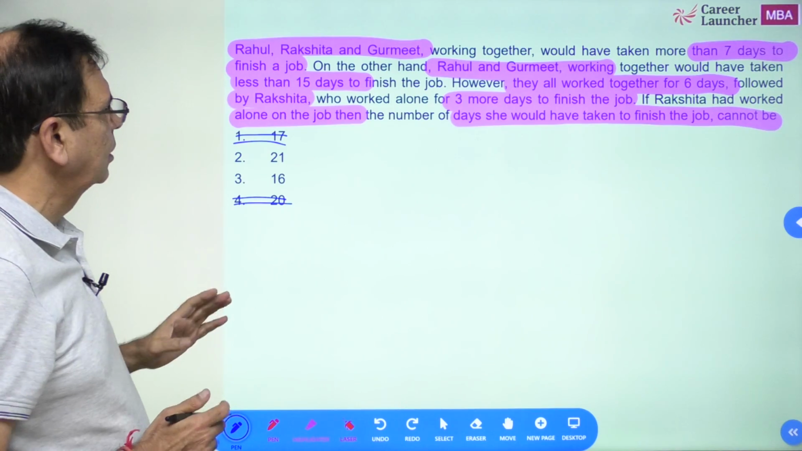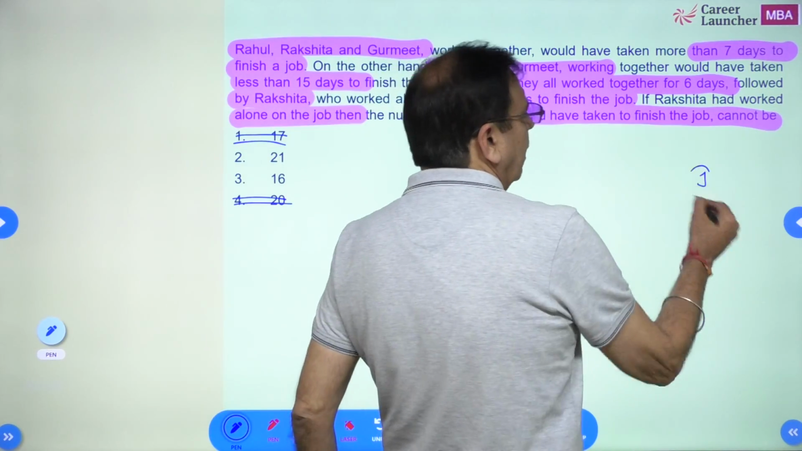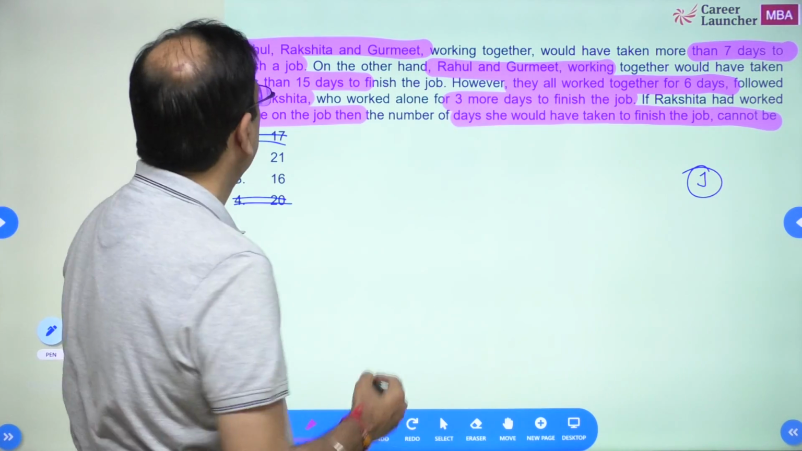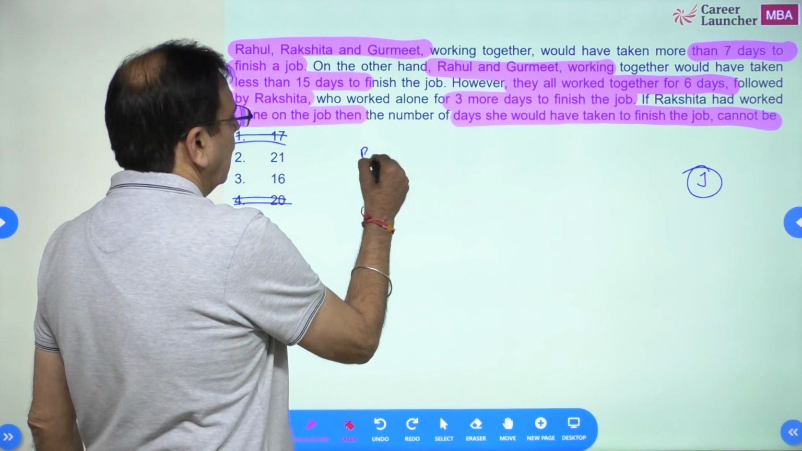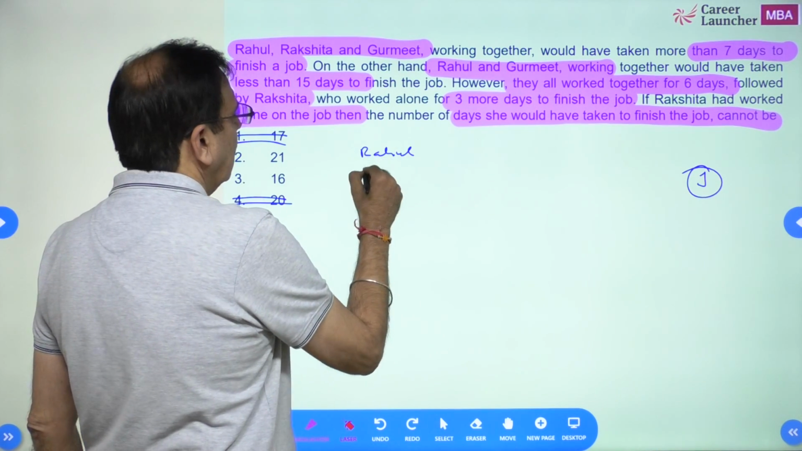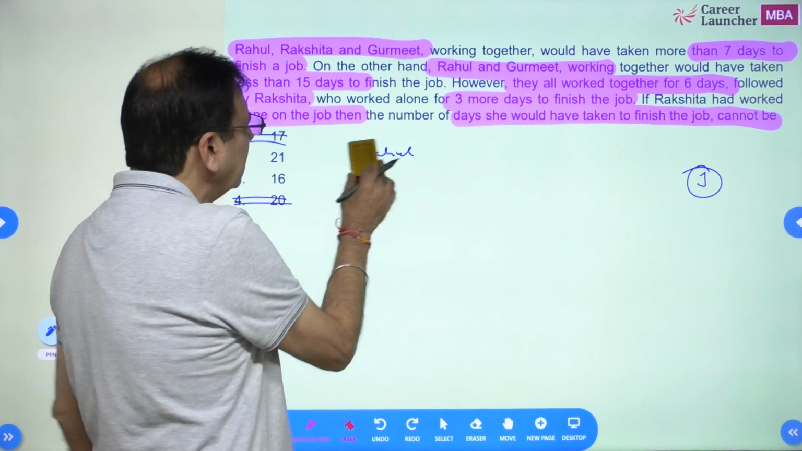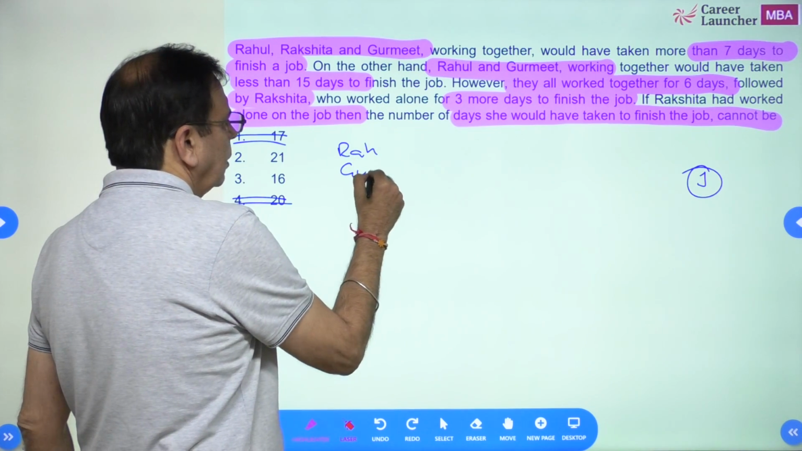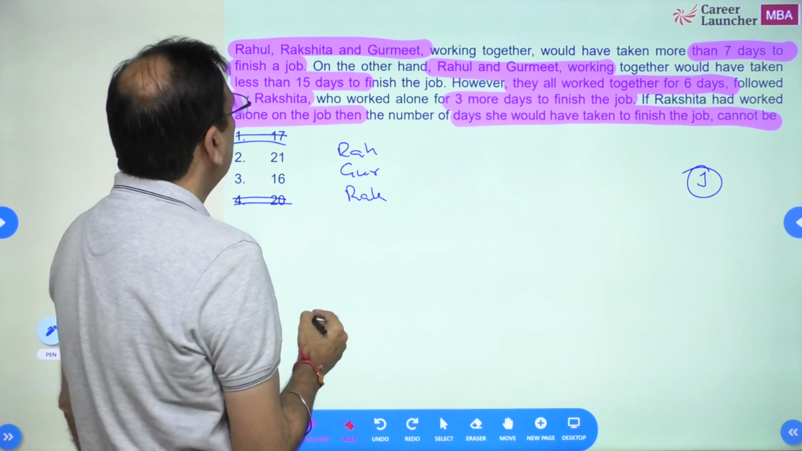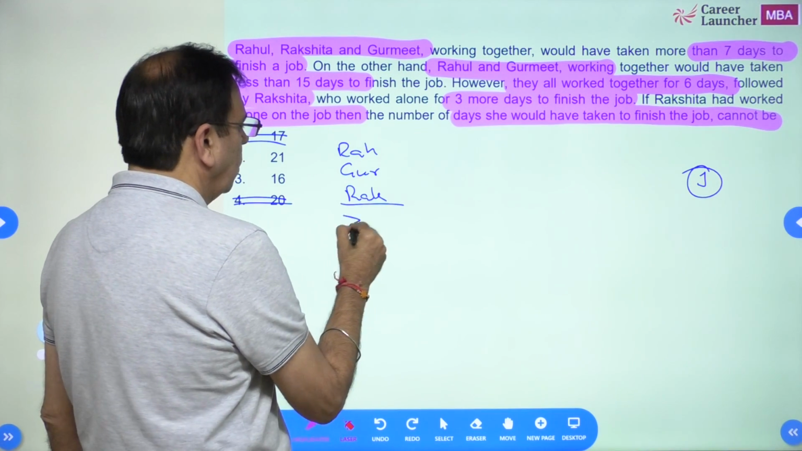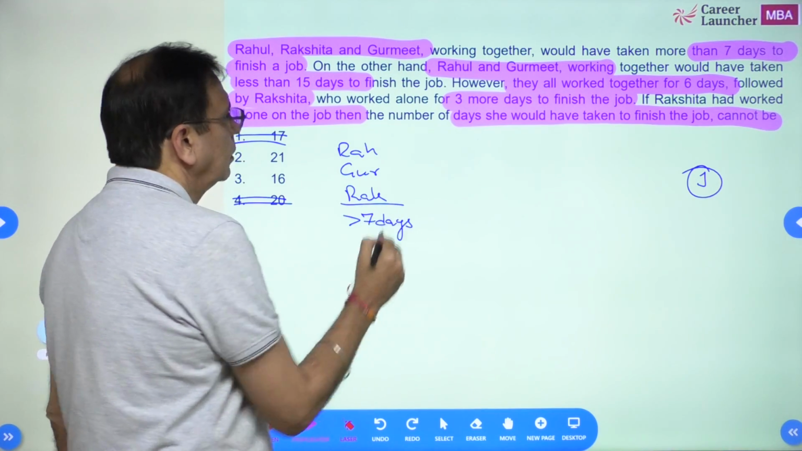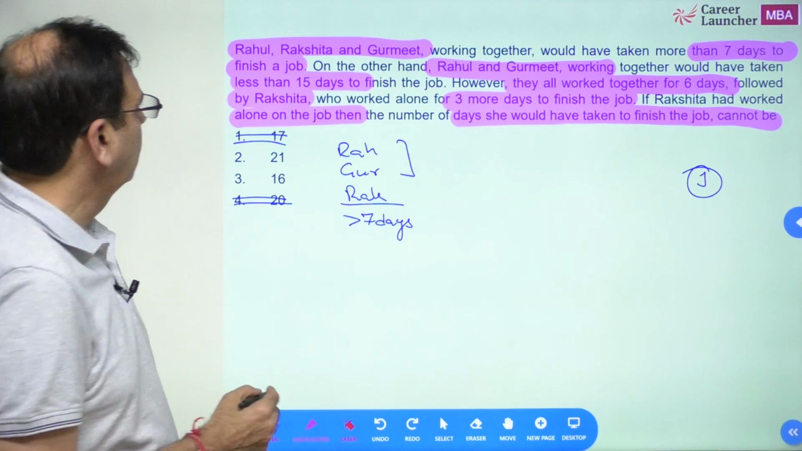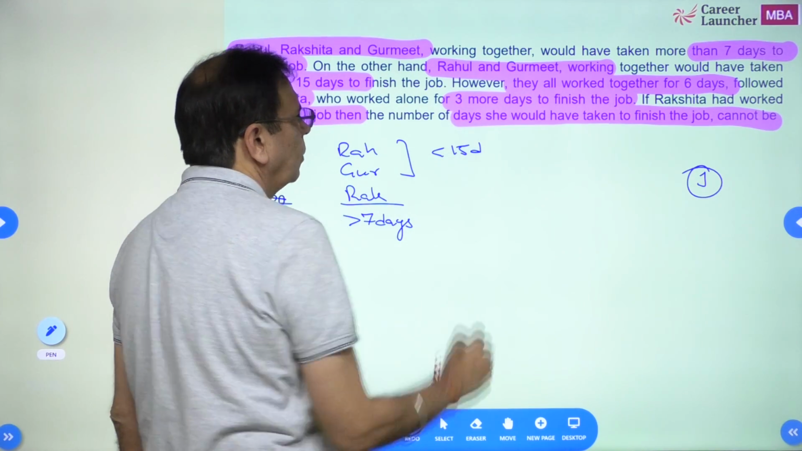Okay, now let's look at the question. This basic trick is where I started: the answer has to be either 16 or 21. Okay, so what do we have? Rahul and Gurmeet. Okay, so we have Rahul plus Rakshita. No need to write the full names, we'll write half. So Rahul, Gurmeet and Rakshita. If all 3 of them working together would have taken more than 7 days to finish the work. Okay. On the other hand, Rahul and Gurmeet, if these two work together, they would have taken less than 15 days to finish the work.